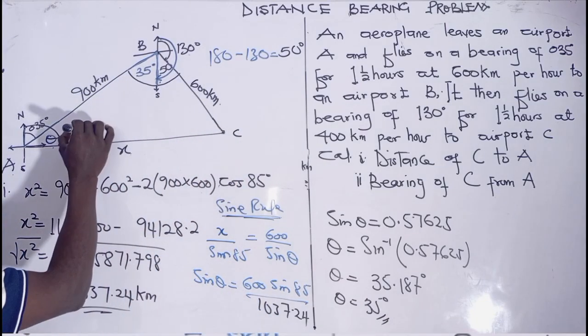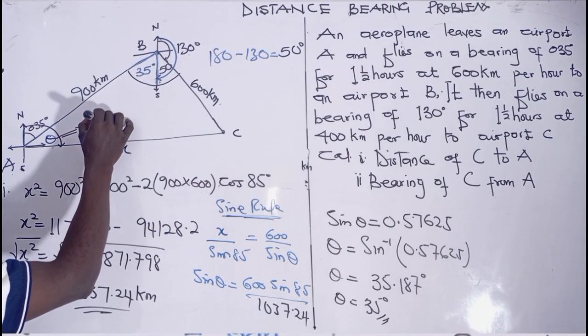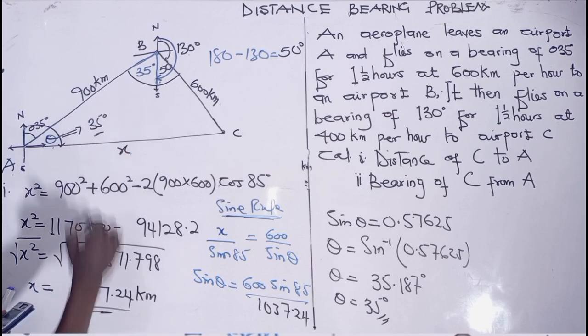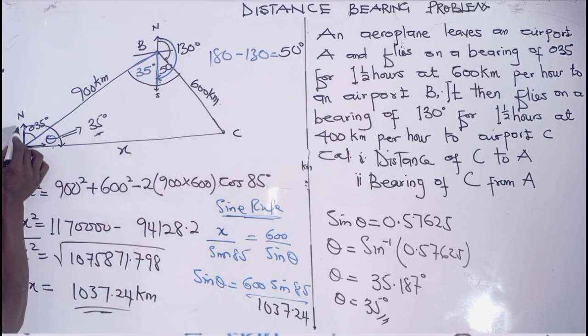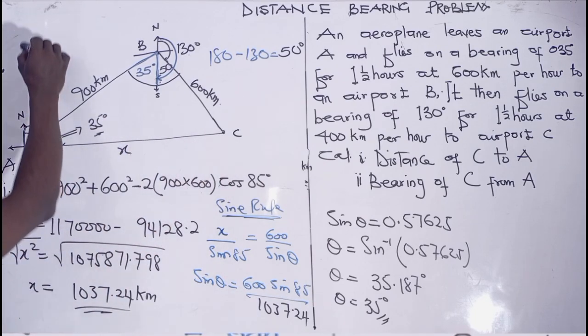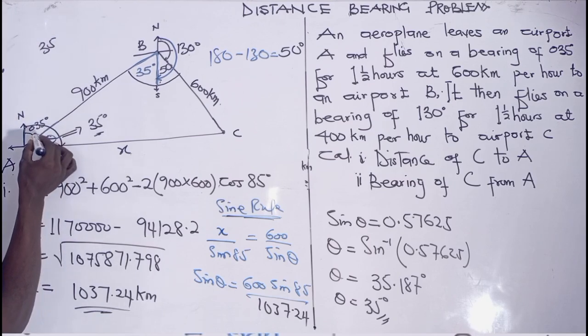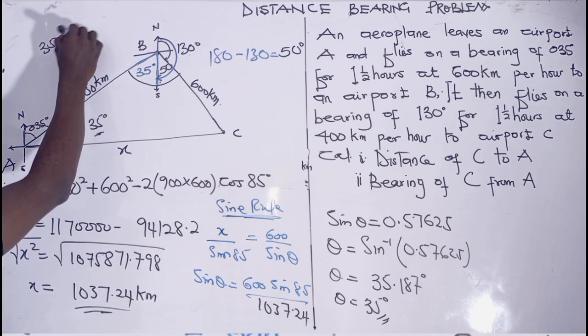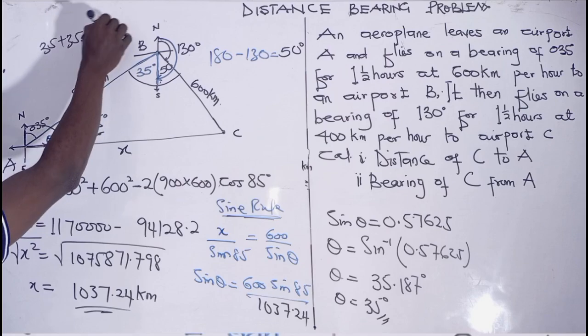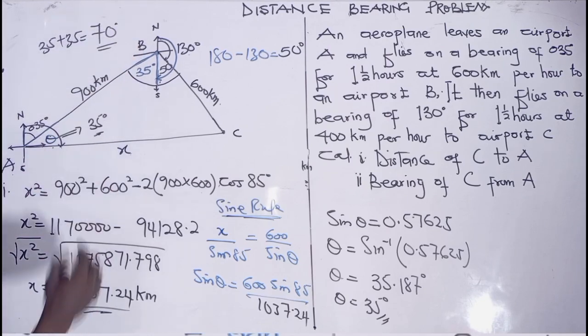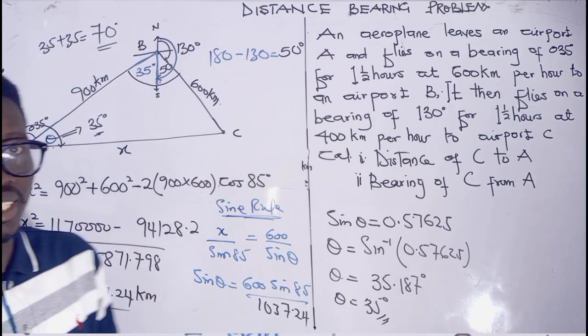Now we know angle theta is 35 degrees. So the bearing of C from A is going to be 35, which is this angle, plus this angle. That is giving us 70 degrees. This brings us to the end of today's lesson.